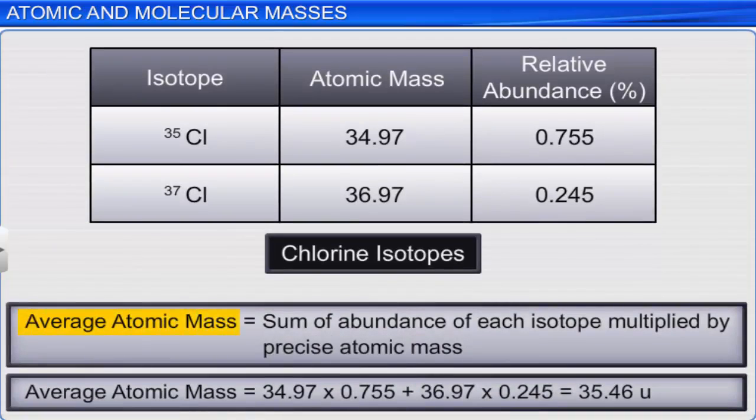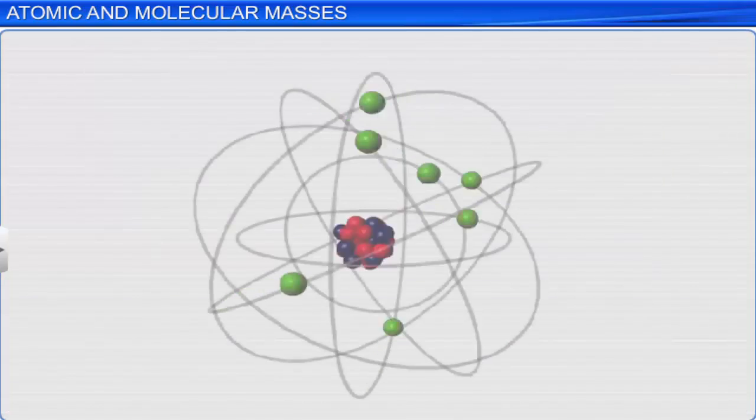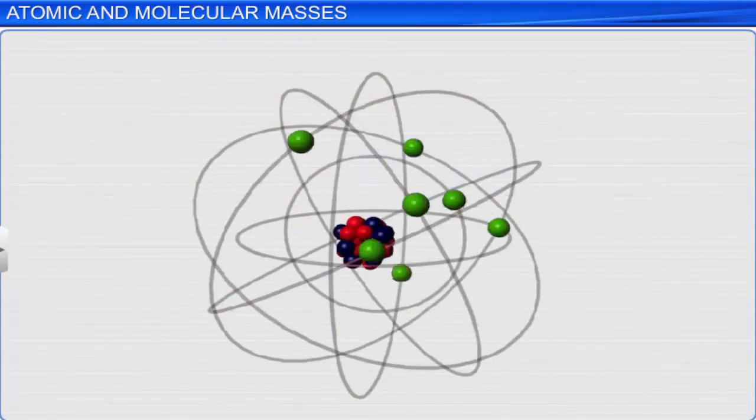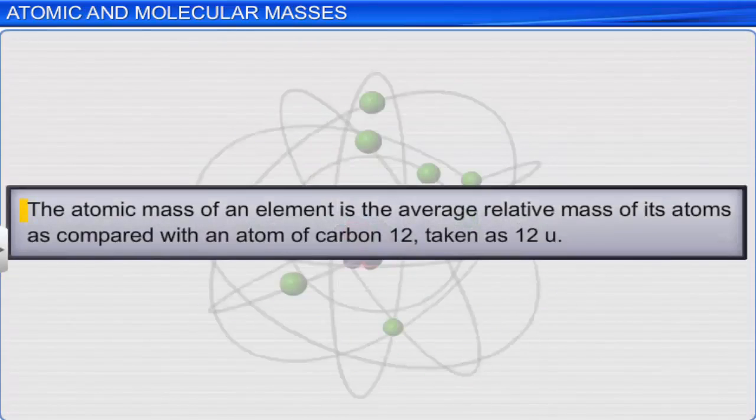Average atomic mass is the sum of the abundance of each isotope multiplied by its precise atomic mass. Thus, the average atomic mass of chlorine is calculated as 35.46 U. Hence, the average atomic mass was redefined: the atomic mass of an element is the average relative mass of its atoms as compared with an atom of carbon-12 taken as 12U.